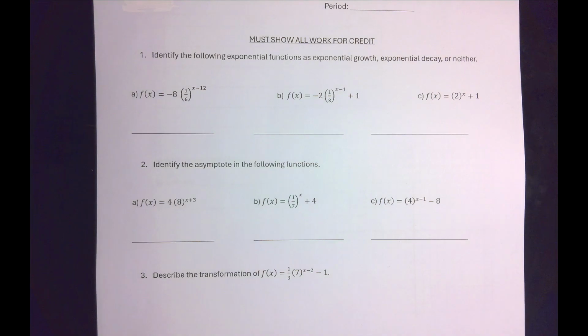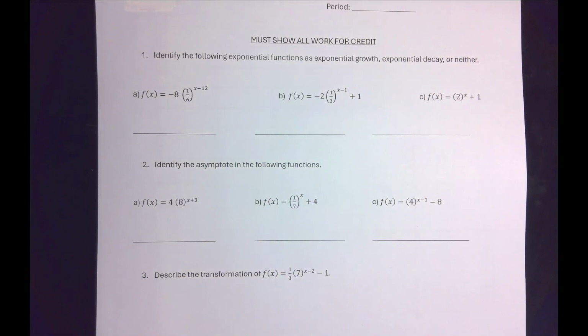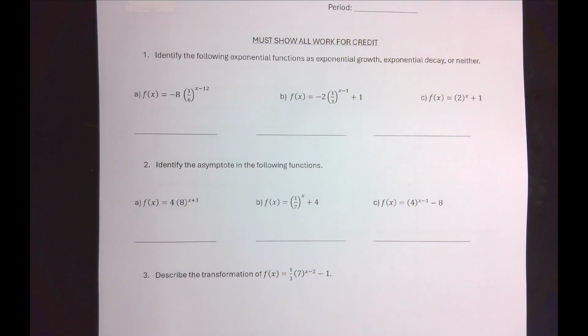Let's go ahead and jump right into it. For the first question, you have an A, B, and C, and this is asking you to identify the following exponential functions as exponential growth, exponential decay, or neither.